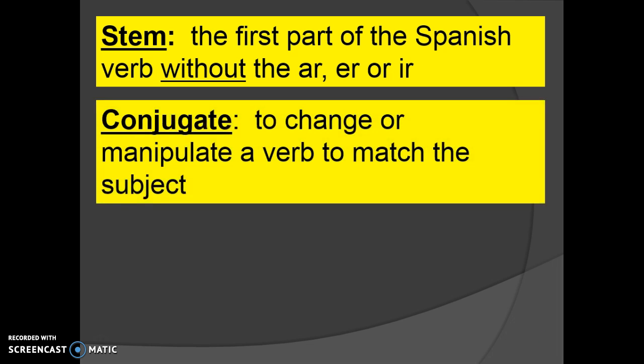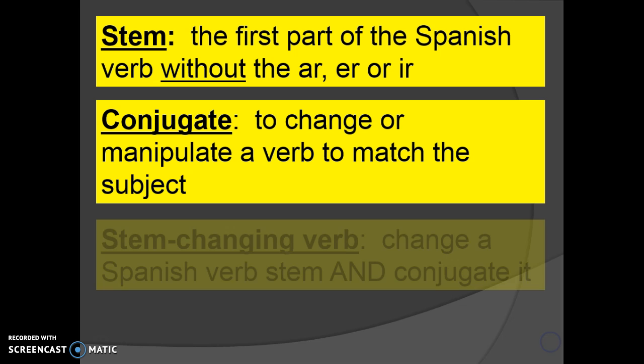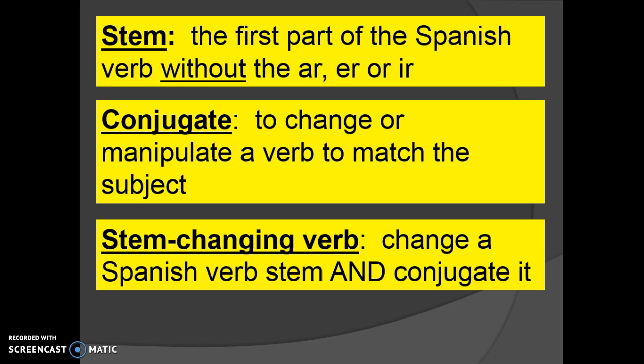Conjugate. We've done this several times with AR, ER, and IR regular verbs, and you're going to do the same thing here with stem changing verbs. You must change or manipulate the verb to match the subject. So that means with stem changing verbs, you must change the Spanish verb stem and still conjugate it. So you're really going to make two adjustments for these verbs.